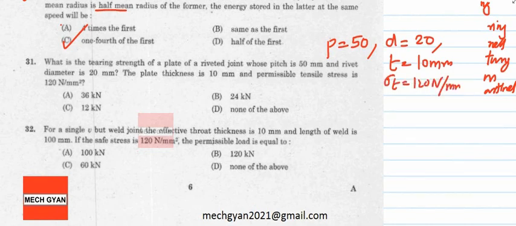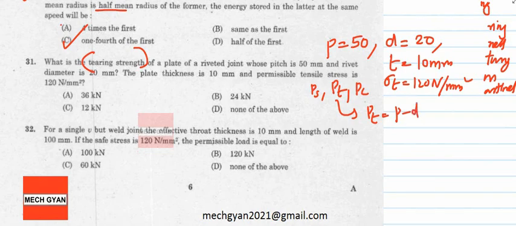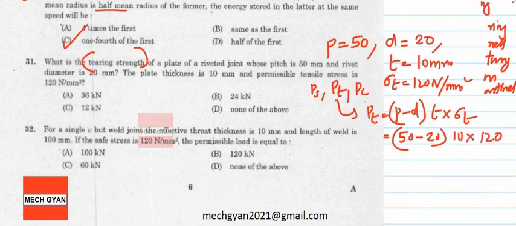The question they have asked is, what is the tearing strength? In rivets there is shear strength, tearing strength and crushing strength. The tearing strength is given by p minus d into t into sigma_t. This is just direct substitution: 50 minus 20, into thickness 10, into 120. On solving we get 36 kilonewton. Option A is the right answer.